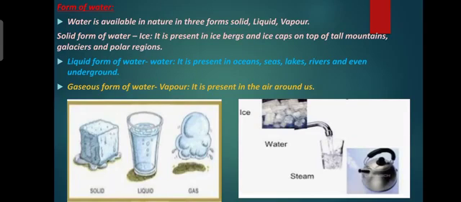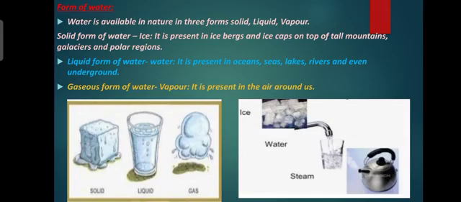So, where and how is water found on the earth? First one, solid form of water. Solid form of water is ice and snow. It is present in icebergs and ice caps, on the top of tall mountains and in polar regions.